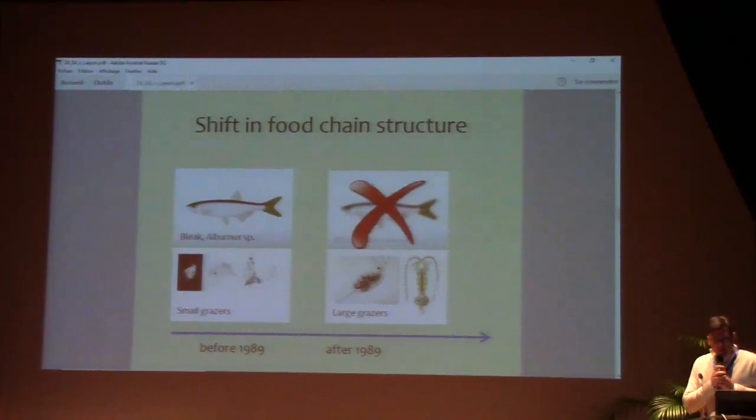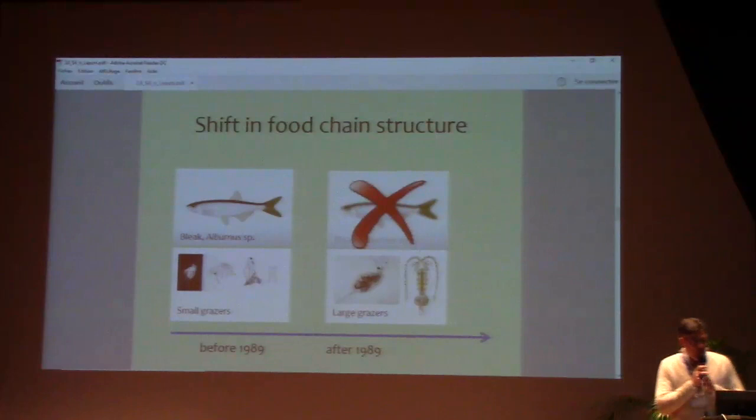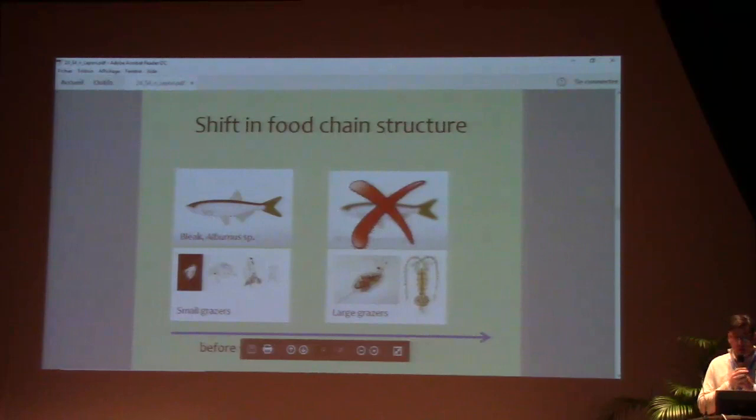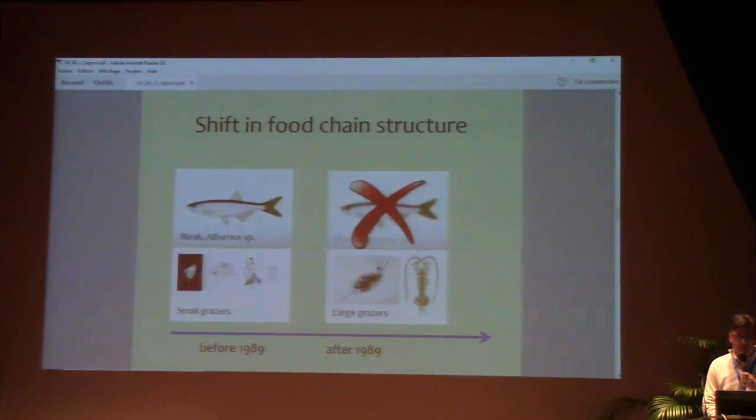Now, a third reason is that in the late 1980s, there was a major shift in the structure of the pelagic food chain in this lake. Up to 1989, the herbivore zooplankton of the lake was dominated by small species. At the same time, the bleak, which is a small planktivorous pelagic fish, was abundant in the lake. As a result of that, presumably predation on plankton was also high.